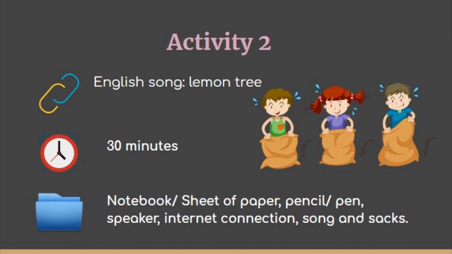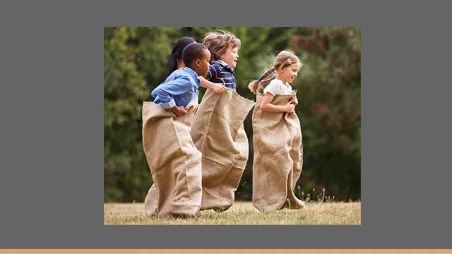Activity 2. We will ask them to write 5 sentences with the verb to be, and we will give them 10 minutes to write the sentences on a piece of paper. Then we will go to a special place to play a game called Sack Race, which is a traditional game in the United States. We will also tell them that this game is traditional in the United States and that it's always played in schools.